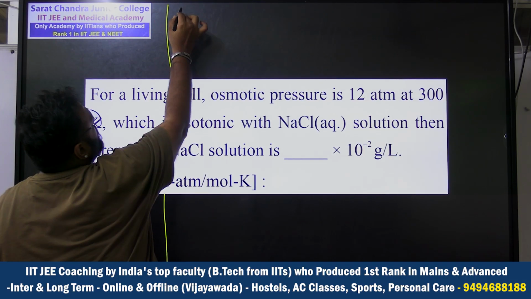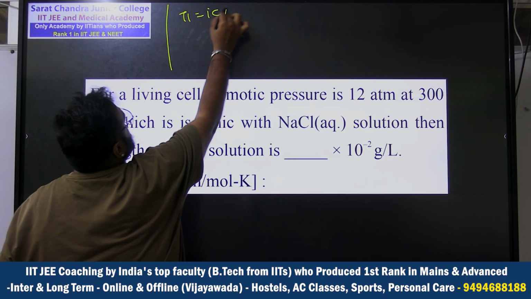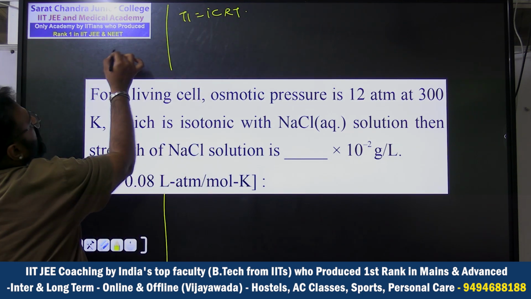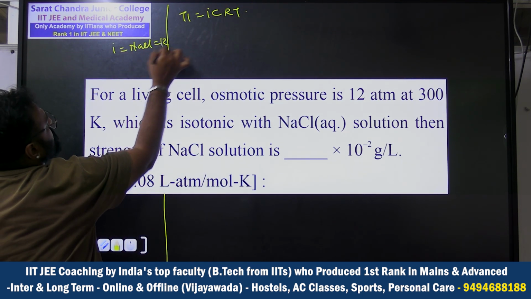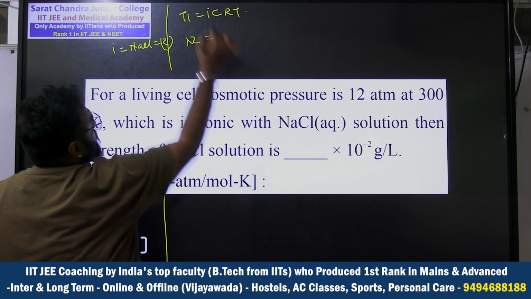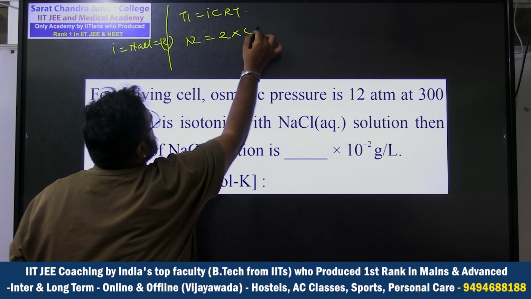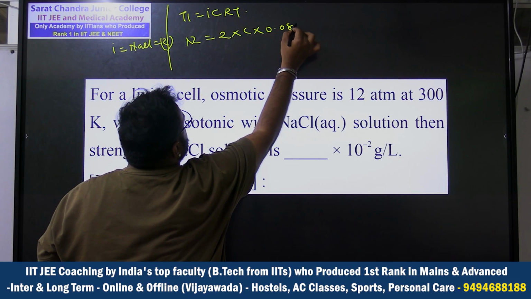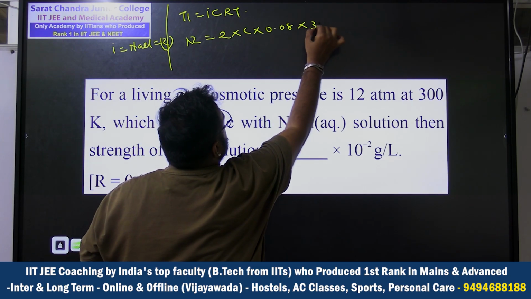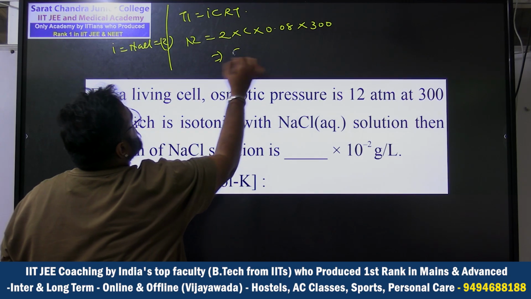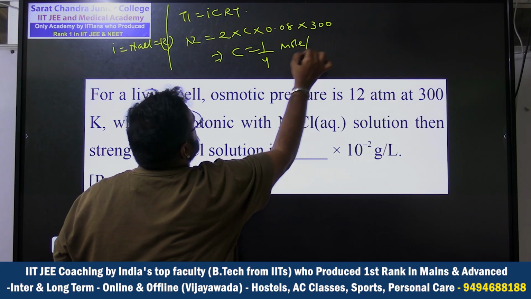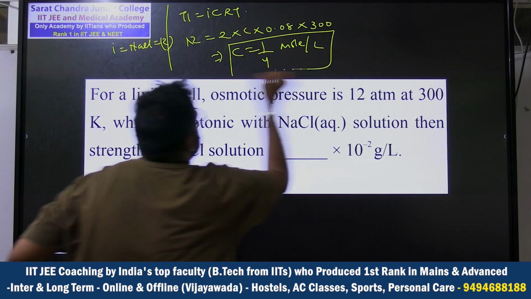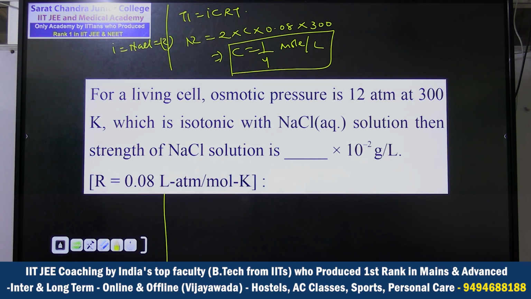देखो, what we have to do? Pi is equal to iCRT and i for NaCl is 2. So 12 is equal to 2 into C into 0.08 into 300. So C will be how much? 1 by 4 mole per liter.